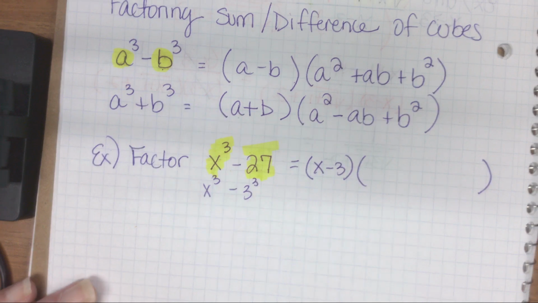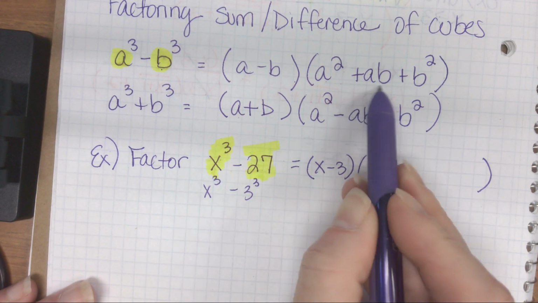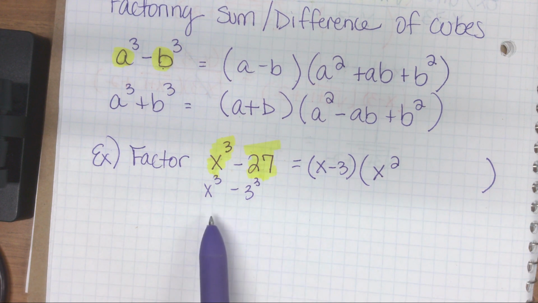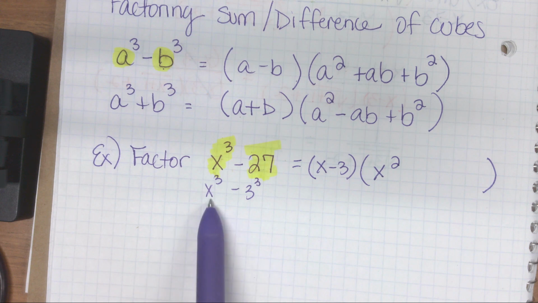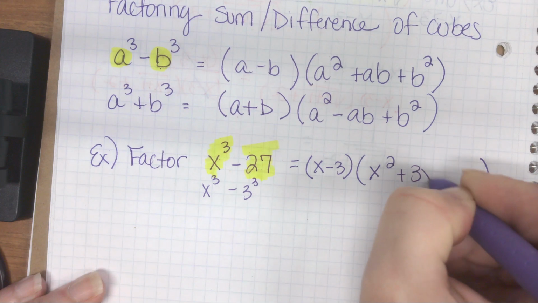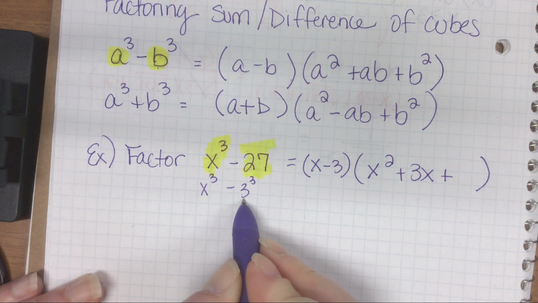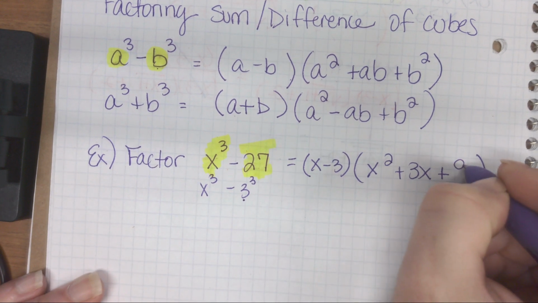And then this would be x squared. What you're going to do to get this is you're literally going to just take those two and put them together. x times 3 would be plus 3x. And then plus 3 squared, or 9. That's how you factor that.